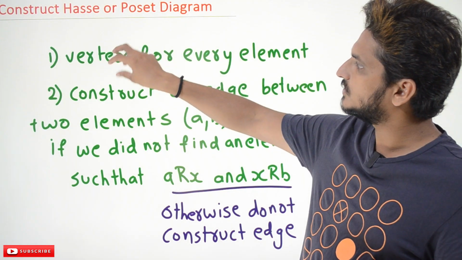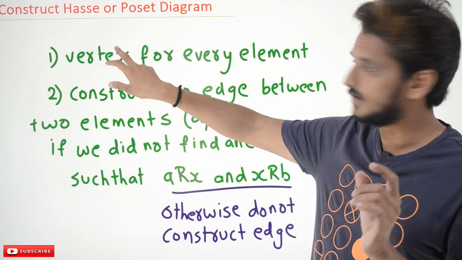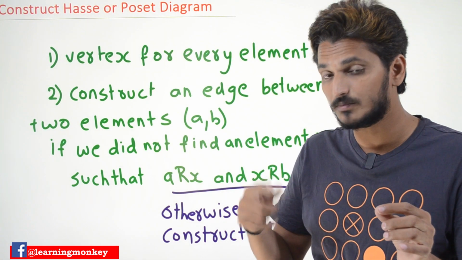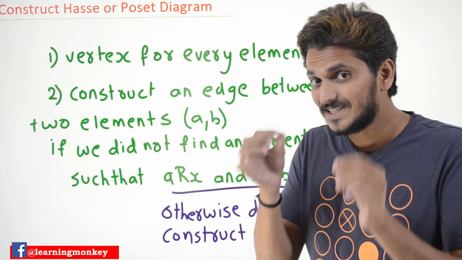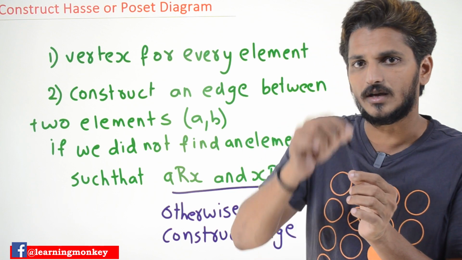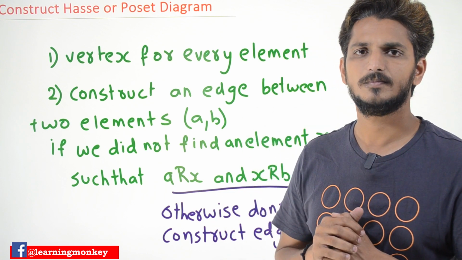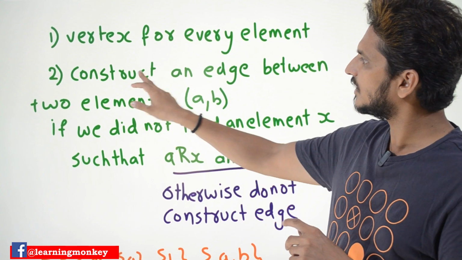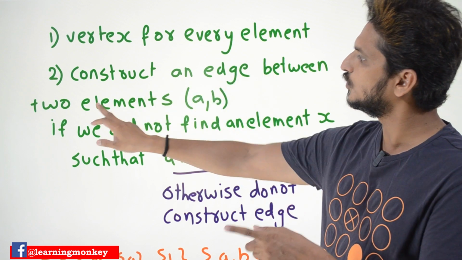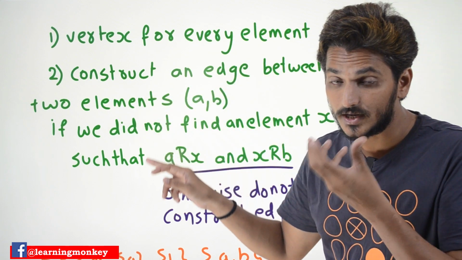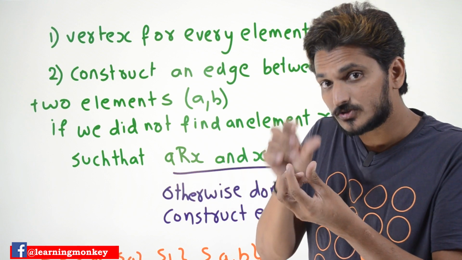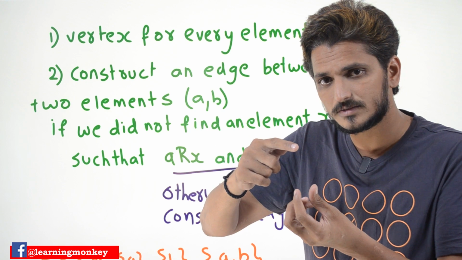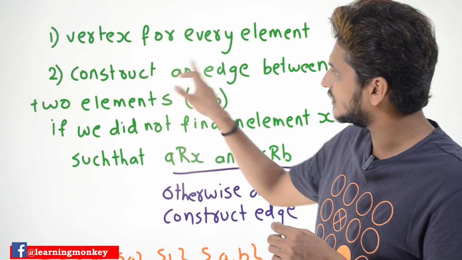From that relation, you take all the elements present in that relation. For each element, we have to create a vertex. That is the first step. Our second step is to construct an edge between two elements. You take an ordered pair. In between this ordered pair, can you construct an edge? Yes, you can construct an edge.